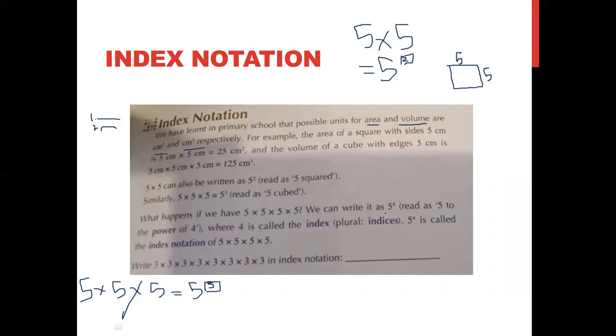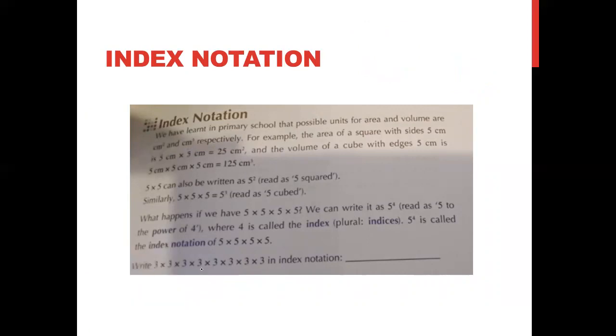This is called the index, where 4 is called the index, as I said before. And 5 to the power 4 is called the index notation of 5 multiplied by 5 multiplied by 5 multiplied by 5. Easy. Now, as we see this example, how many threes are there?